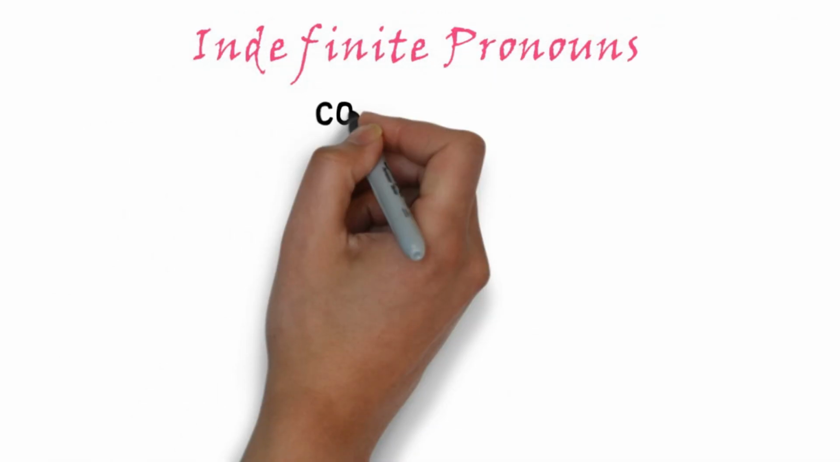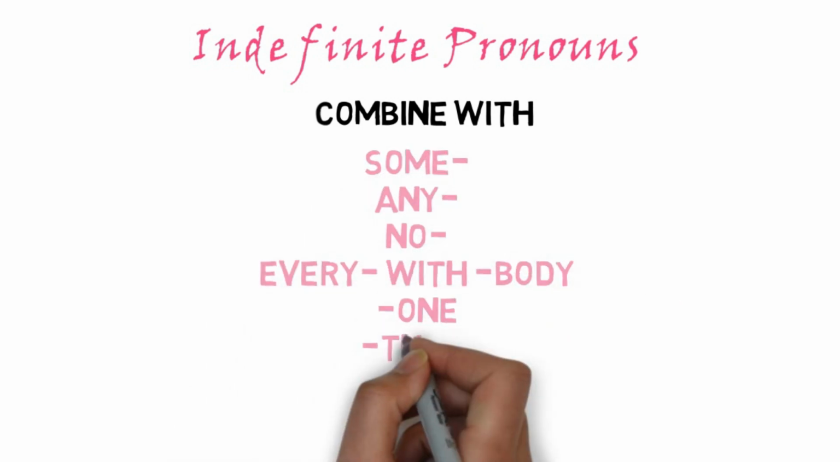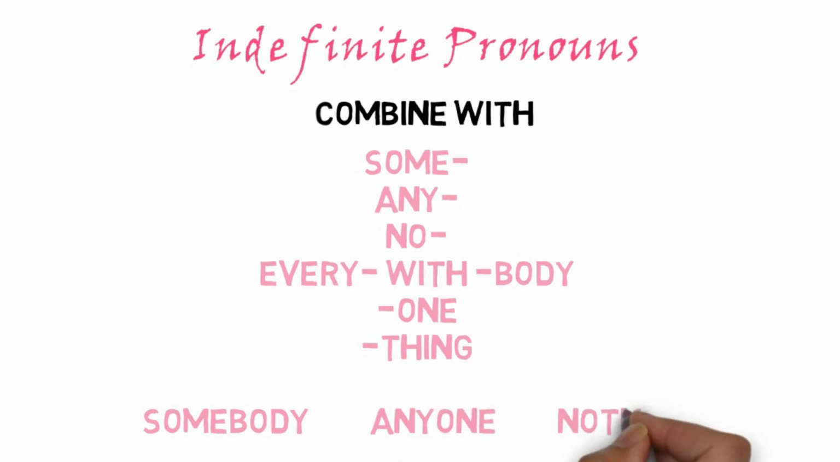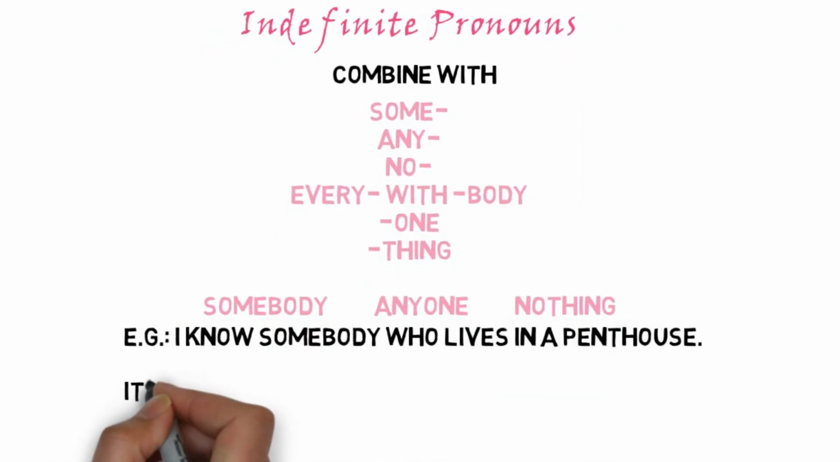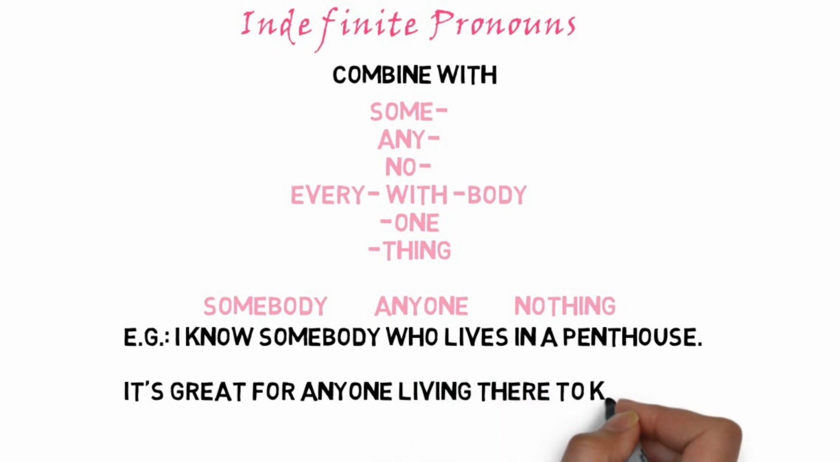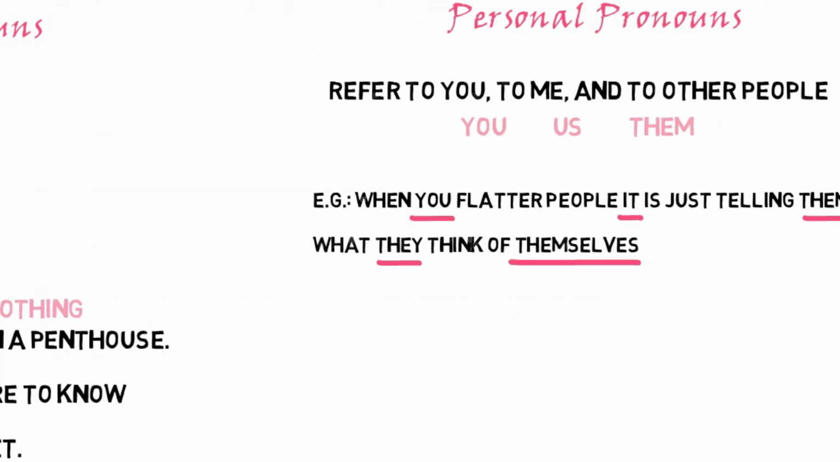Indefinite pronouns are those that combine some, any, no, every with body, one, thing. Like somebody, anyone, nothing. I know somebody who lives in a penthouse. It's great for anyone living there to know they have a roof under their feet. In this sentence, somebody and anyone are indefinite pronouns.